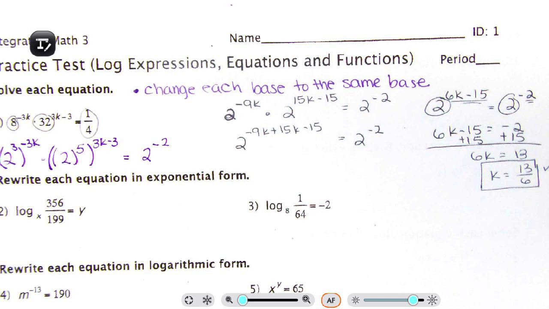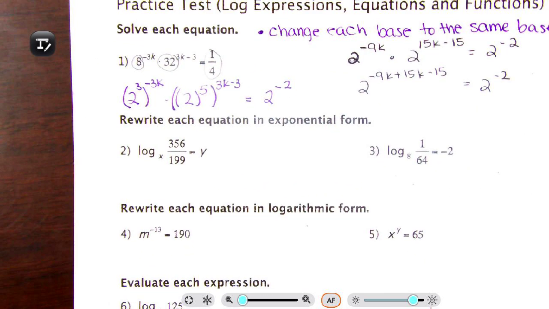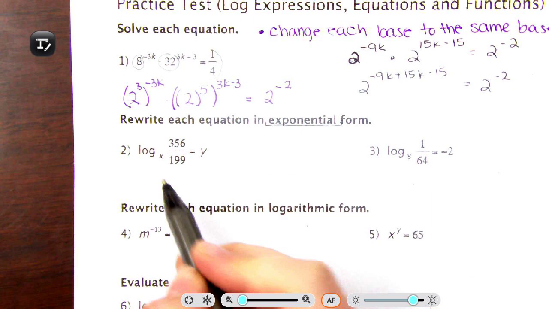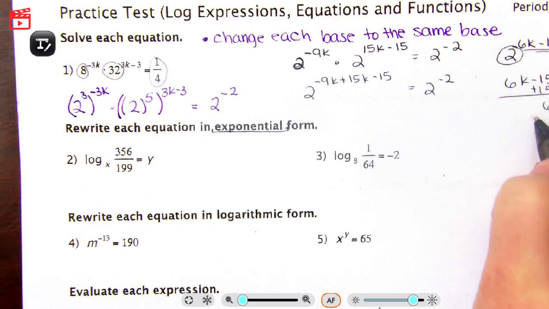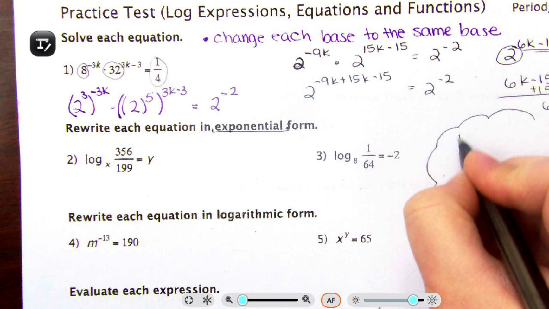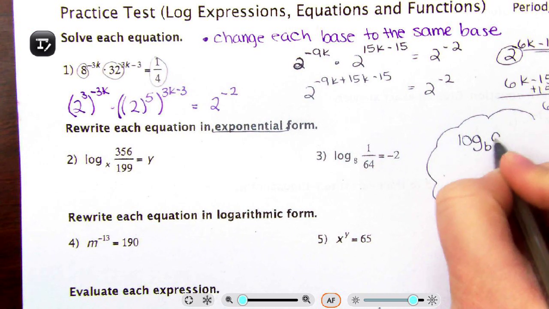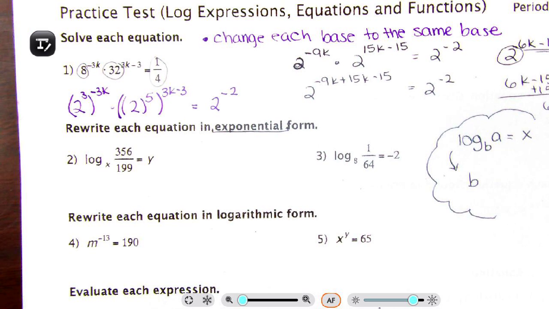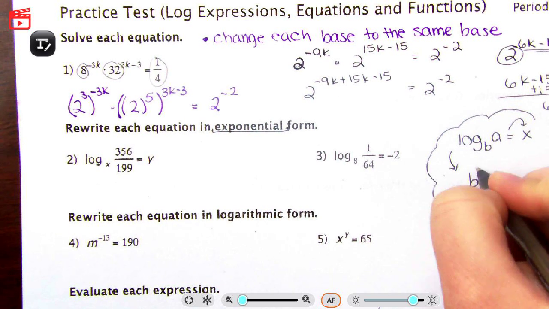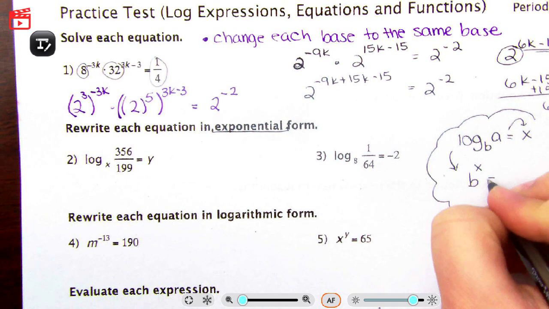Okay. Let's move on to question number 2. Rewrite each equation in exponential form. So, okay, we are given something in log form. We need to convert that into exponential form. Recall, here's my thinking bubble. When we have log base b of a is equal to x, that means in exponential form, we can rewrite this as base b. What does it mean to be a logarithm? A logarithm is an exponent, and that's equal to a.